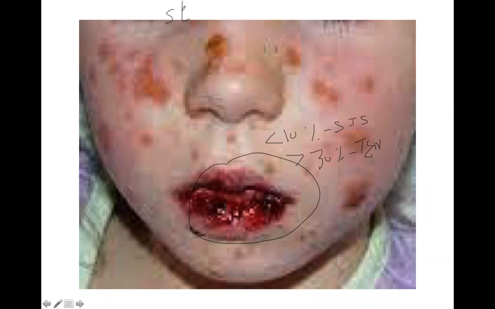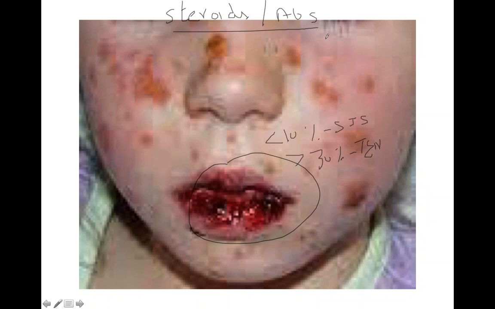Steroids and antibiotics, they are never given. They will aggravate the condition. Steroids and antibiotics are never given in case of Steven Johnson syndrome or toxic epidermal necrolysis. Okay, they are never given. Clear?